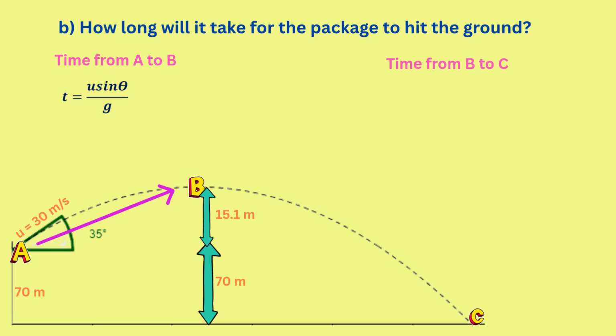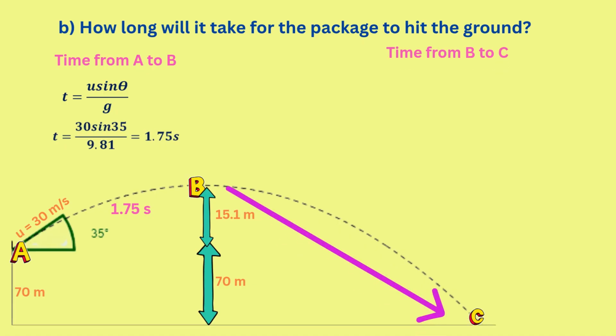Replace the initial velocity U with 30. Theta is 35. g equals 9.81. This gives t equals 1.75. So the time taken for the package to travel from point A to point B is 1.75 seconds. Now let's calculate the time taken to travel from point B to point C using the third kinematics formula. We are taking only the vertical component of the motion since we are analyzing the fall from the maximum height to the bottom of the cliff.